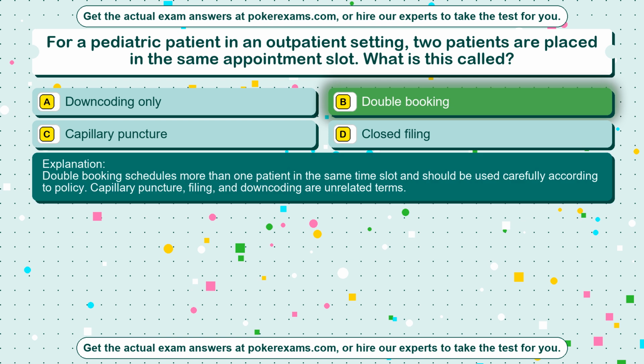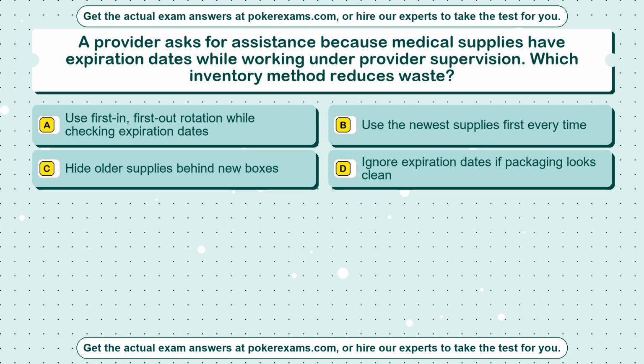Double booking schedules more than one patient in the same time slot and should be used carefully according to policy. Capillary puncture, filing, and downcoding are unrelated terms. Question 74. A provider asks for assistance because medical supplies have expiration dates while working under provider supervision. Which inventory method reduces waste?